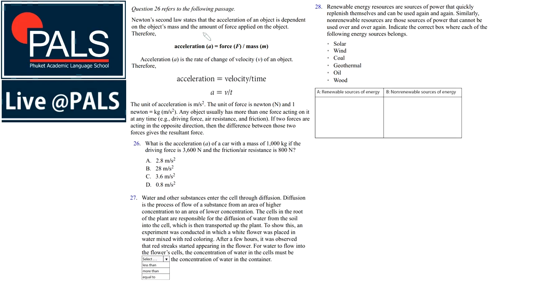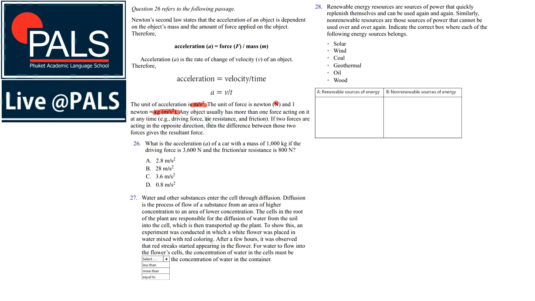26. Newton's second law states that the acceleration of an object depends on the object's mass and the amount of force applied to the object. Therefore, acceleration is equal to force over mass. Acceleration is the rate of change of velocity of an object. Therefore, acceleration is equal to velocity over time. So 2 formulas for acceleration. The unit of acceleration is meters per second square. The unit of force is in Newton, and 1 Newton is equal to kilogram meter per second square.